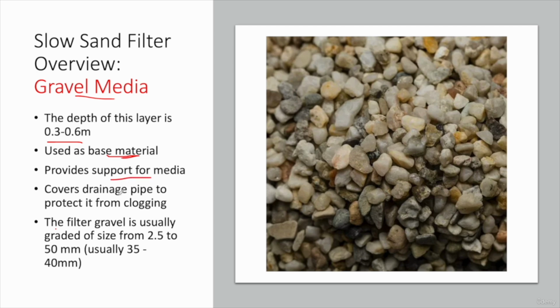It covers the drainage pipe to protect it from clogging. So we have already explained all these points. And the filter gravel is usually graded from 2.5 to 50 millimeters. So this is the diameter, but we usually use it between 35 to 40 millimeters. The diameter, let's say, doesn't really matter because this is not a filtering media.